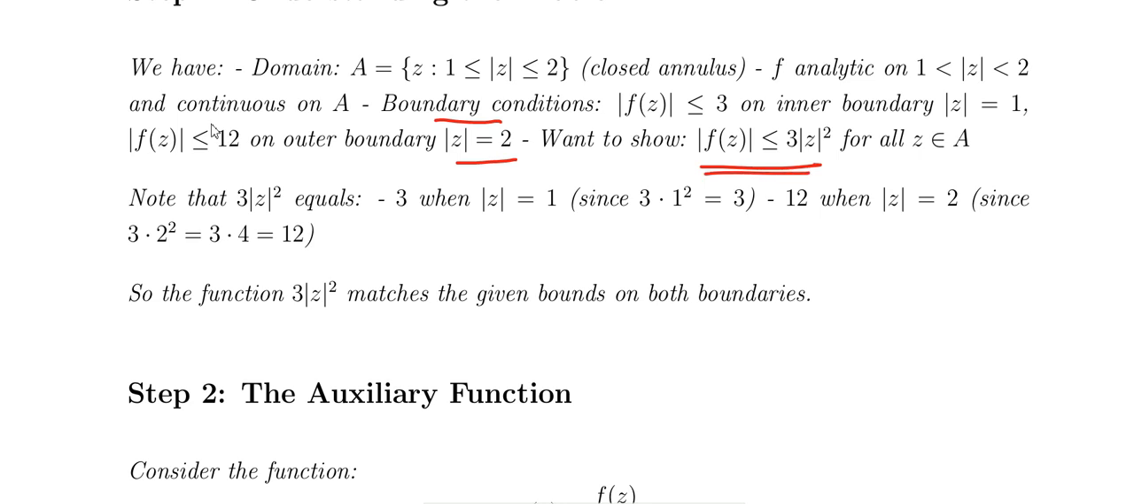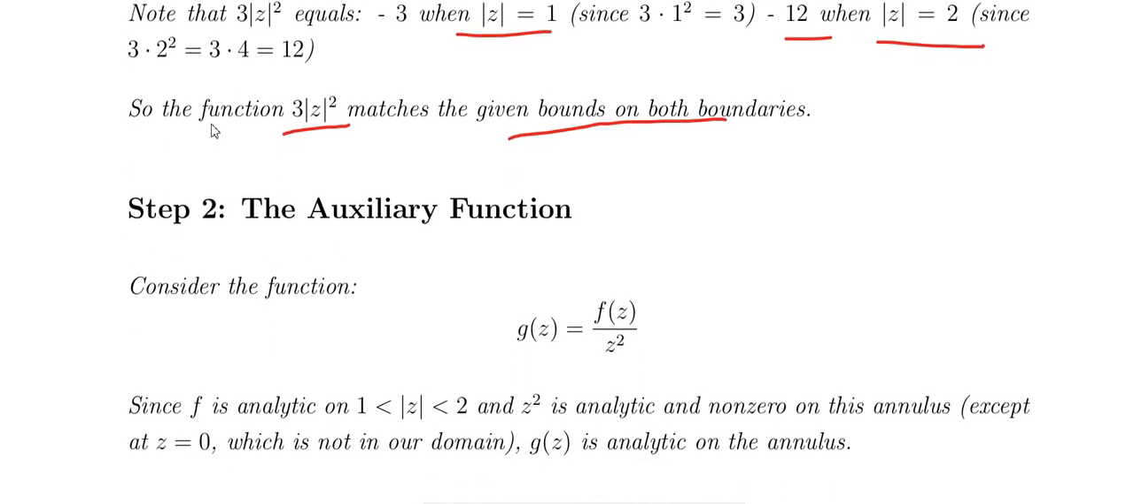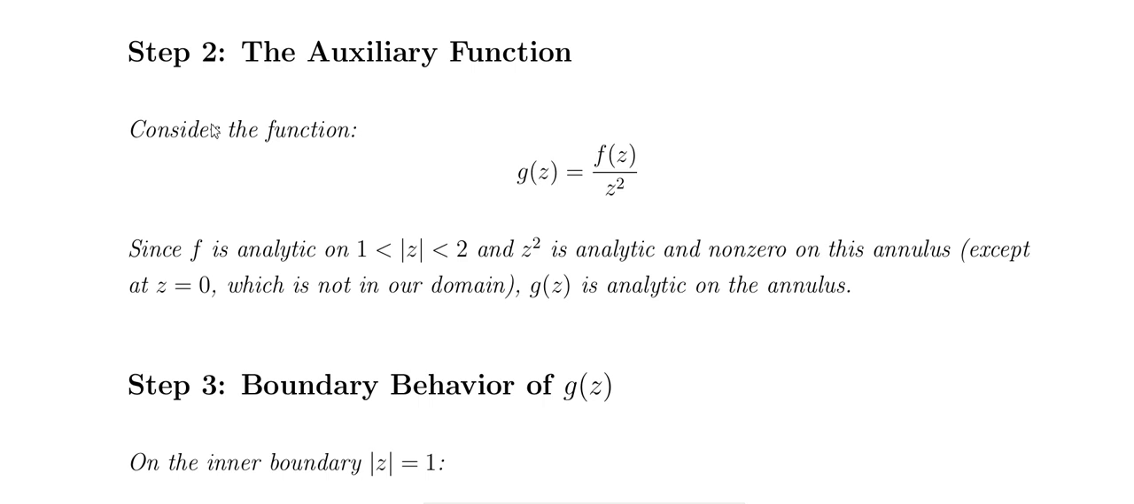So 3 times mod z square equals 3 when mod z equal to 1. That is okay. Mod z square. So 3 times, when mod z equal to 2, then that is 4 into 3, that is equal to 12. So 3 times mod z square matches with the given bounds on both boundaries. So that is called the mod f of z less than or equal to the same thing.